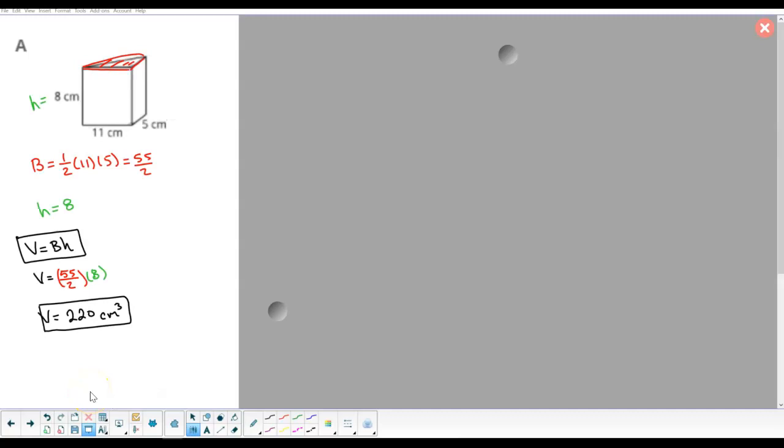So you may have picked different ones than I picked. I'm actually going to show all the answers, and I'll talk through a couple. For part A, we have a triangular base. It's the same base from top to bottom. So the area of that triangle is 11 times 5 times 1/2, 1/2 base times height. And then the height would be 8. So 55 halves times 8 would give me 220 centimeters cubed for the volume.